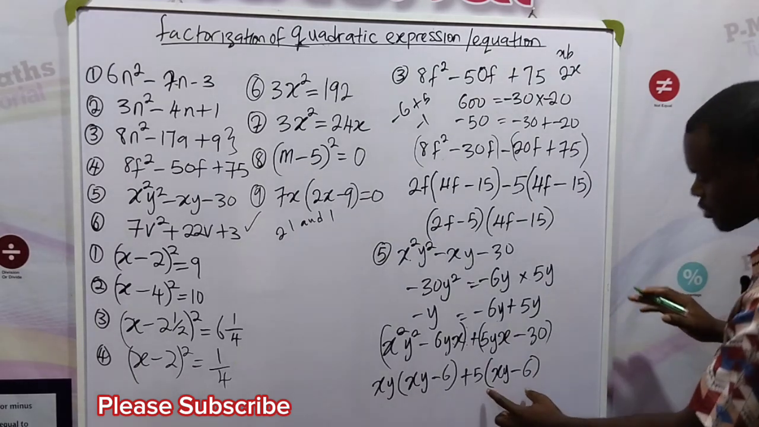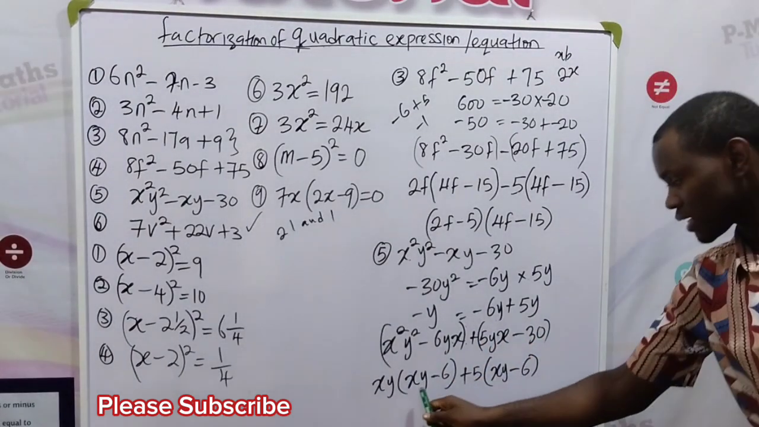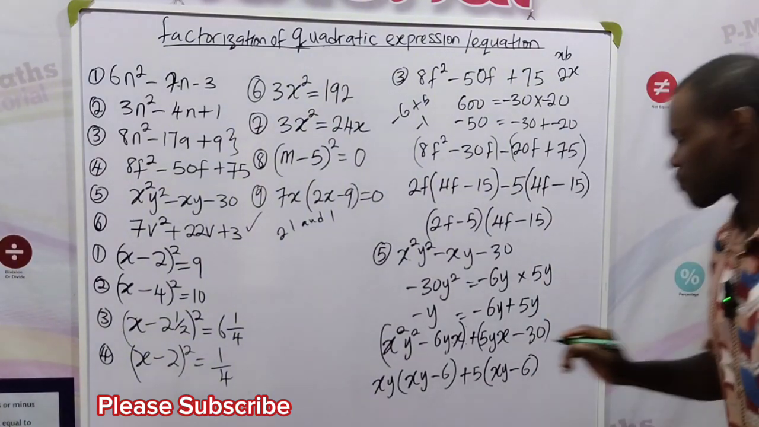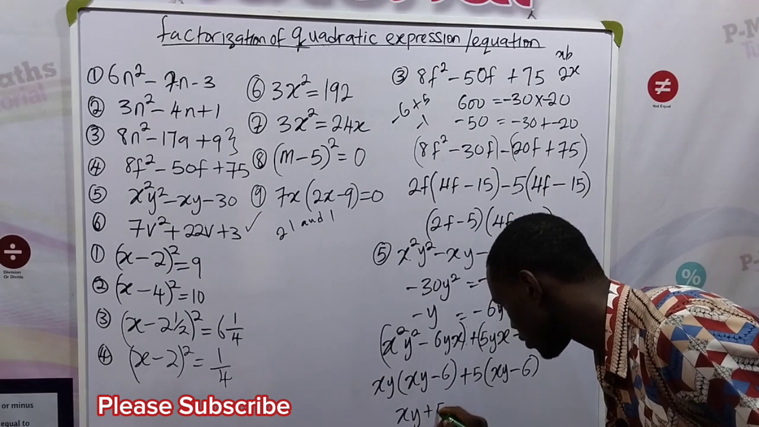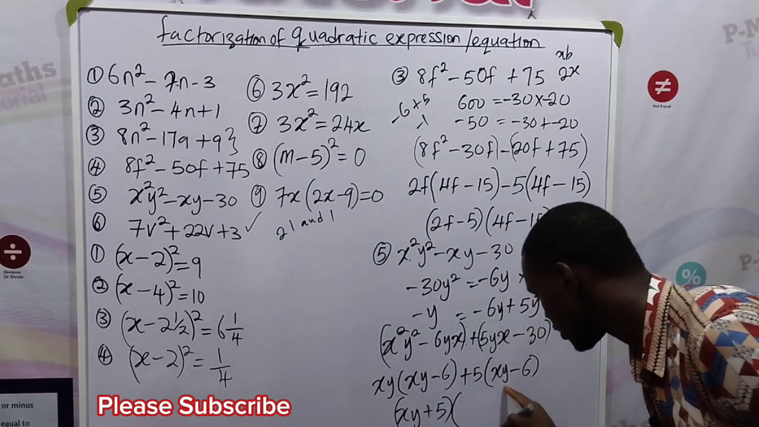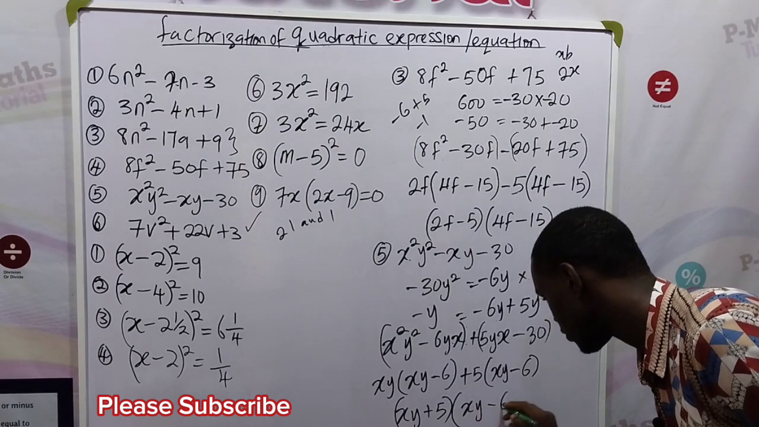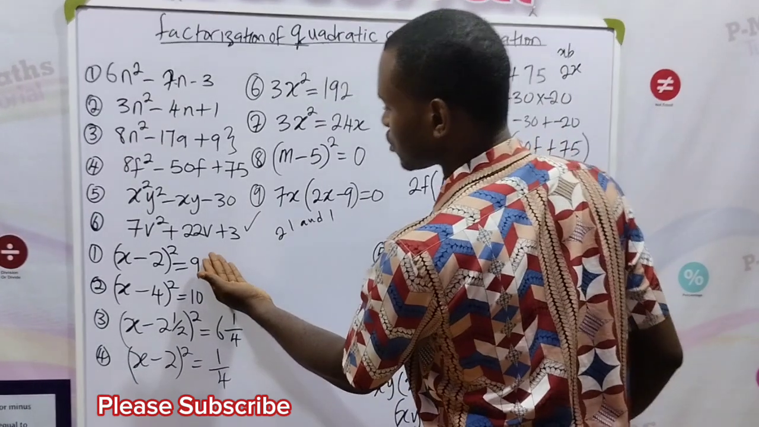You observe that this bracket and this bracket are same. Anytime you are done factorizing and this bracket is not same as this, start again. That means you have made a mistake somewhere. So take the outside terms, xy plus 5, then the one of the brackets, xy minus 6. That becomes our solution. Having done that, let's move over to the equations.